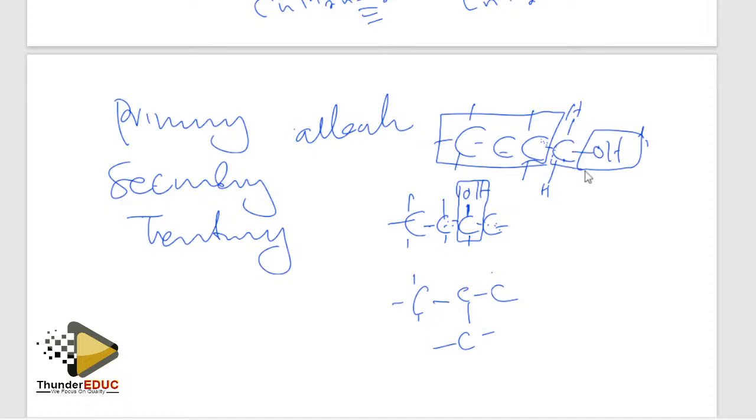Carbon atom having a functional group is attached to one alkyl group. Yes, that's perfect. The secondary alkyl, the carbon atom with a functional group, is attached to other carbon atoms. This is the first one, and this is the second one. Then the tertiary alkyl, the carbon atom with a functional group, is attached to other 3 carbon atoms.